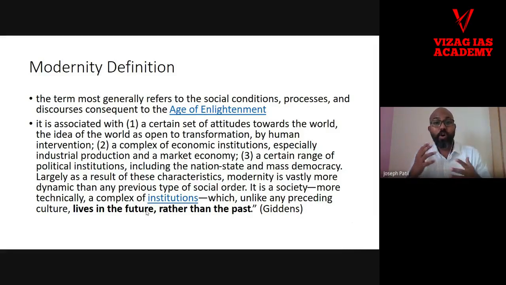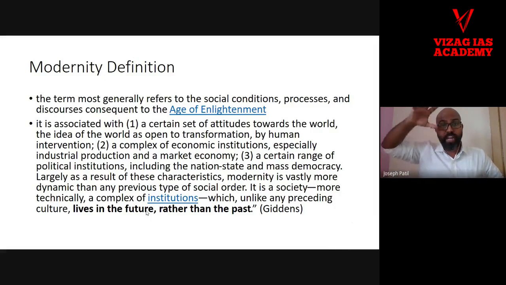These are a complex set of economic institutions, especially industrial production and market economy. Then a certain range of political institutions came about. Until then, the state existed like a monarch. The king had all powers. Instead, for the first time, concepts like democracy came, voting came, common people aspired to be part of the political legislature. It was understood that the state was not made by God and put on the society, but we can make our own state. We can choose our own elected representatives.